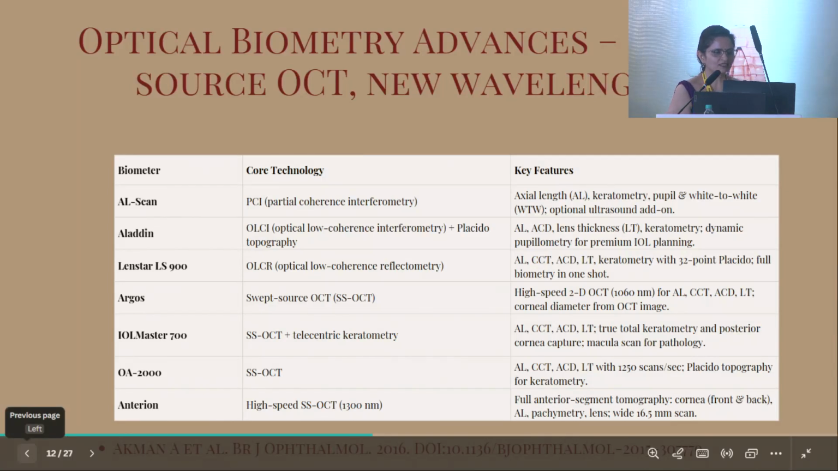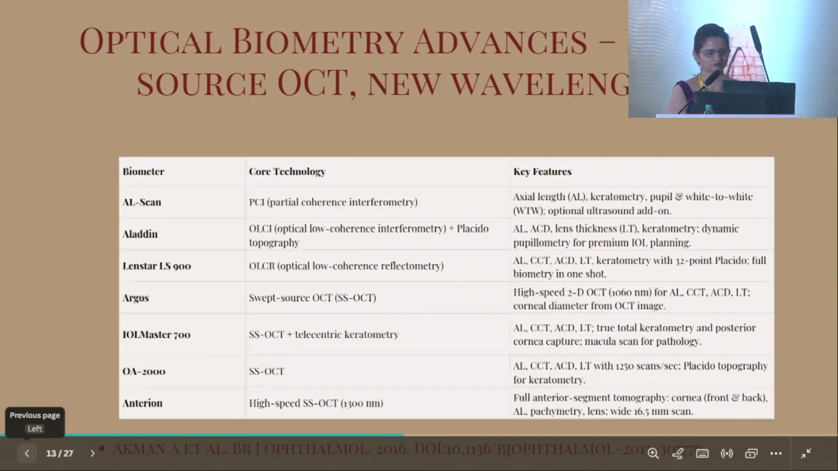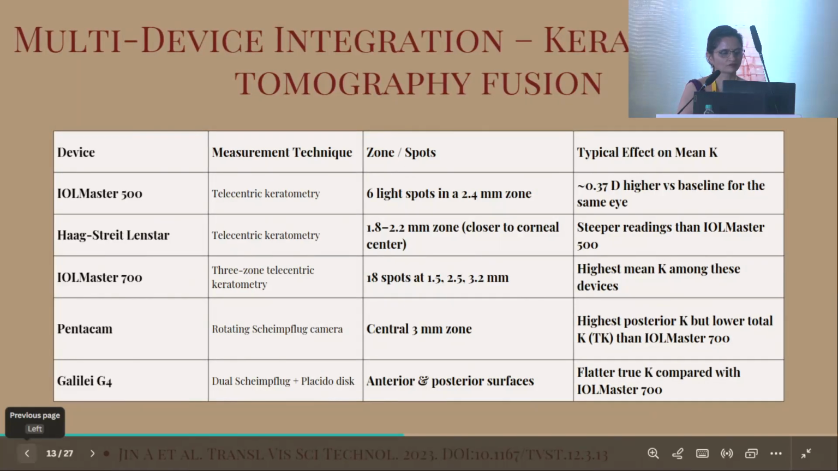So if we see the advances in optical biometry, the partial coherence interferometry scans and the other OLCI and OLCR have actually dramatically changed and improved the accuracy. And in fact, IOL Master 700 itself over its 500 version has given almost a 2% improved performance in its predictions. So multi-device integration has also been done.